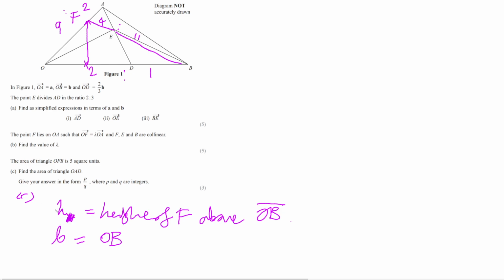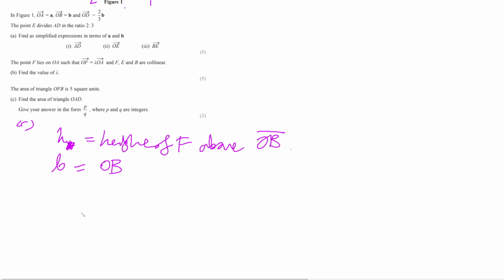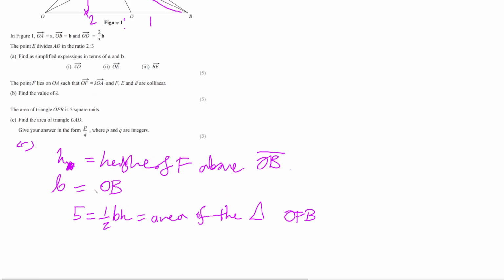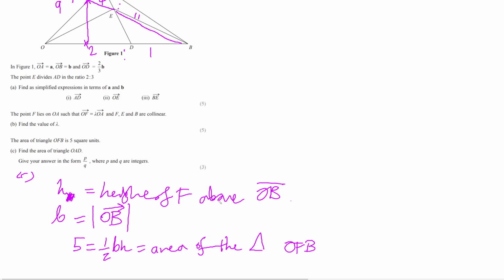Let's just call this H for the height, for instance. So we know that 5 is going to be half BH, the area of the triangle OFB, where B is the length of the vector OB, and H is the height of F above OB.